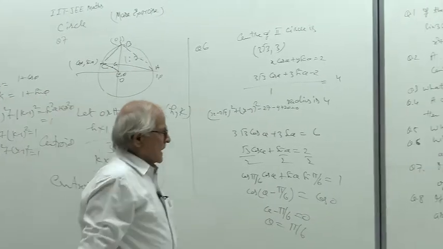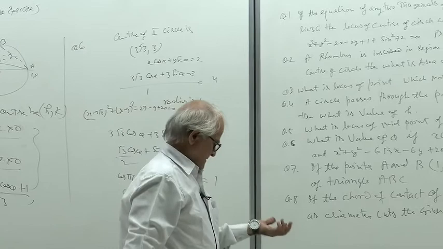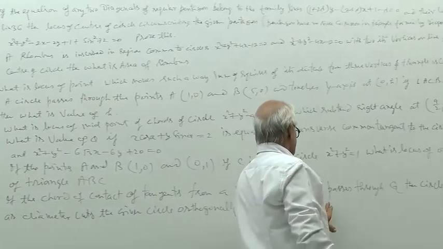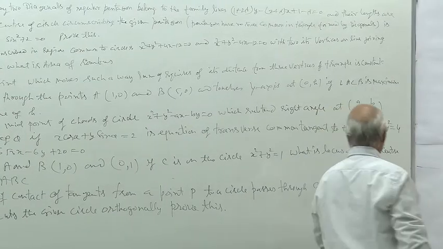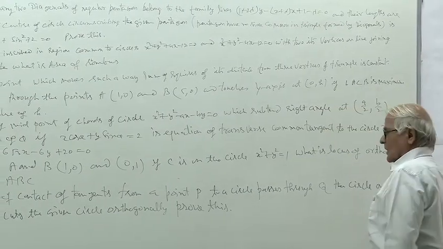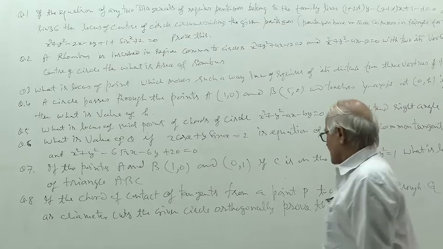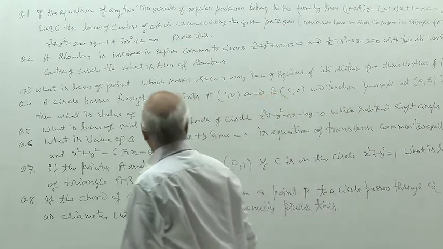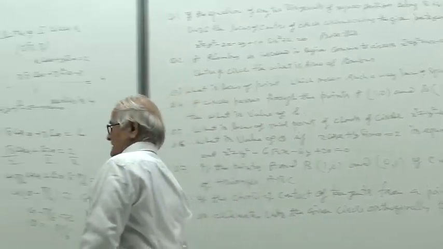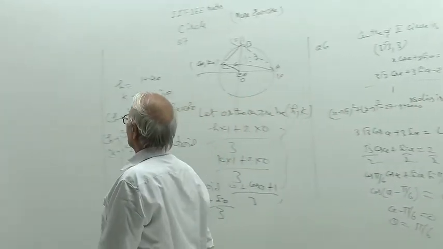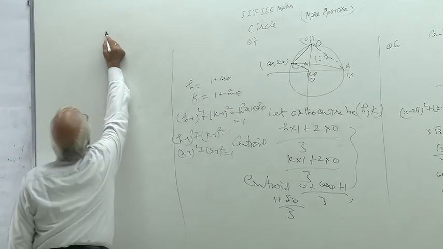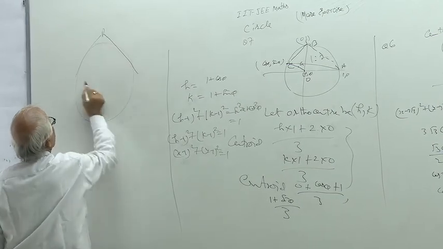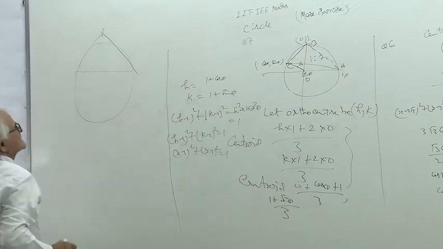Now we come to the last question. If the chord of contact of tangents from a point P to a circle passes through Q, the circle on PQ as a diameter cuts the given circle orthogonally. Now we prove this. Suppose this is P, tangents are drawn to the circle. Now the chord of contact is this.